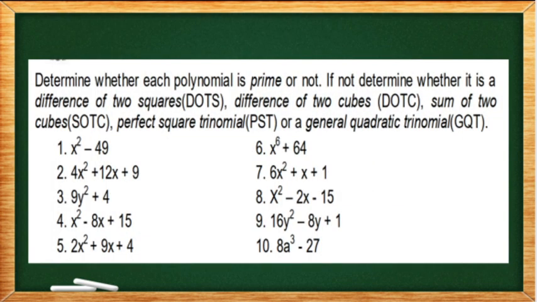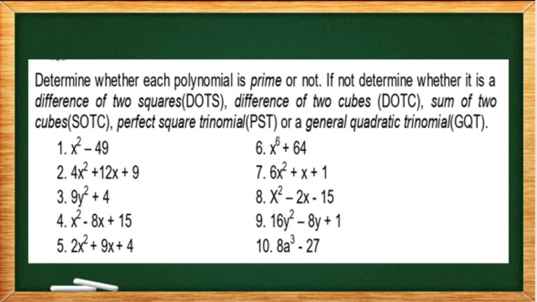Now, let's try to answer the part of your module yung let's apply. Determine whether each polynomial is prime or not. If not prime, determine whether it is a difference of two squares, DOTS, difference of two cubes, DOTC, sum of two cubes, SOTC, perfect square trinomial, PST, or general quadratic trinomial, GQT. Okay. Number 1, x squared minus 49.